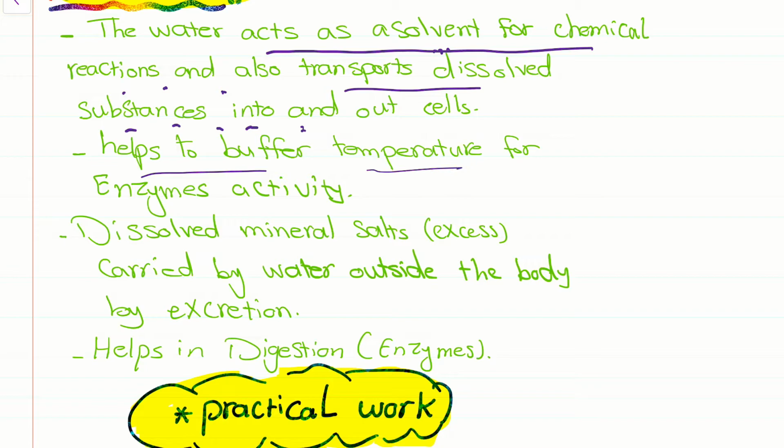Water helps to buffer the temperature. Why do we need to buffer the temperature? As I told you, we are living organisms, so we have enzymes, which are biological catalysts controlled by the temperature. So the temperature should be adjusted to prevent denaturing of the enzyme by increasing the temperature, or slowing down the activity of the enzyme by decreasing the temperature. How can we buffer this? By the presence of water.